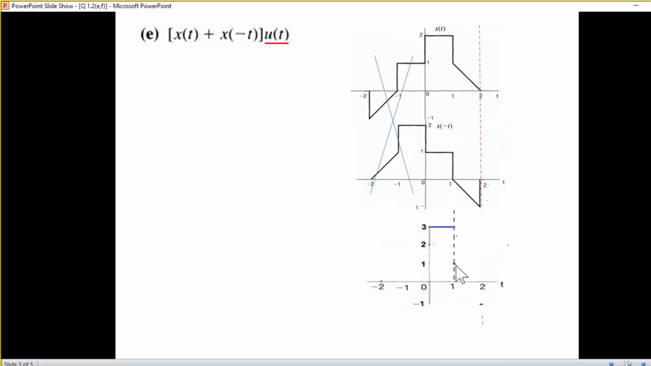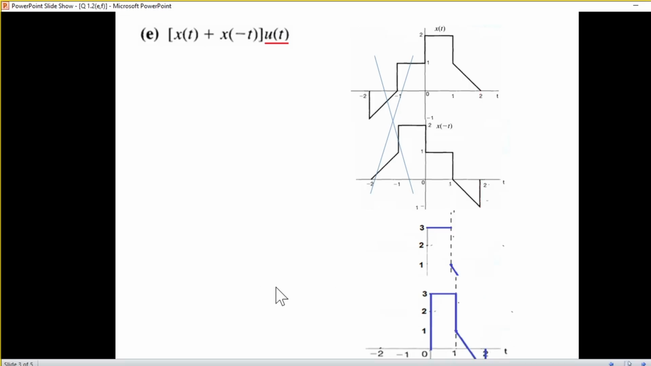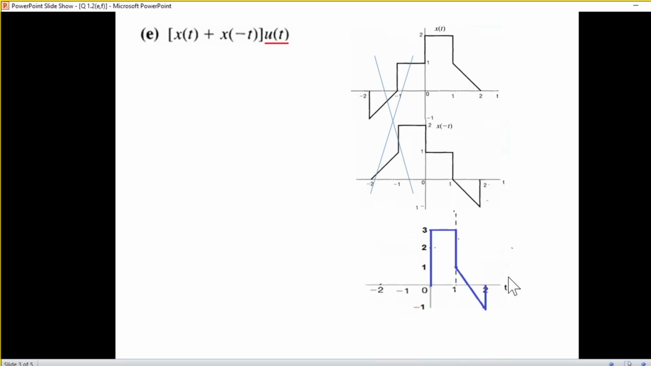And then we can just add the 2 to get the slope. So this is the slope, and this is our answer. But just to make it look neat, we can connect all these points. So this is the final answer.